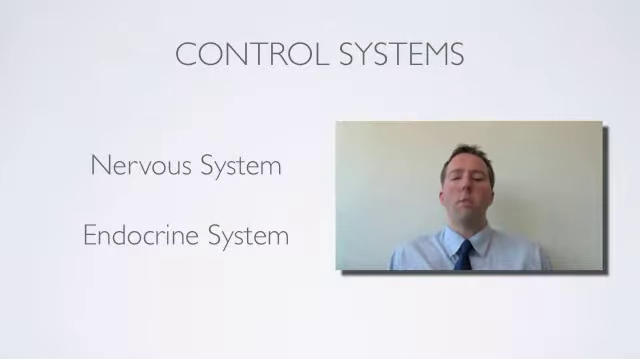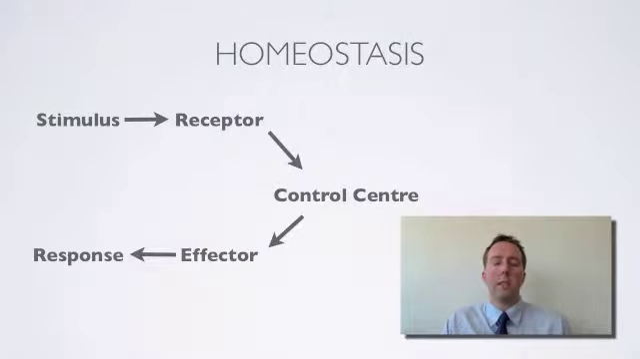Now, the control systems of the body, there's two. There's the nervous system and there's the endocrine system, and they control the whole body. But when we're talking about the body, a really important concept that comes up is something that both of these systems try and achieve. So the nervous system and the endocrine system, they both work to achieve something called homeostasis. So homeostasis means basically a stable internal environment.